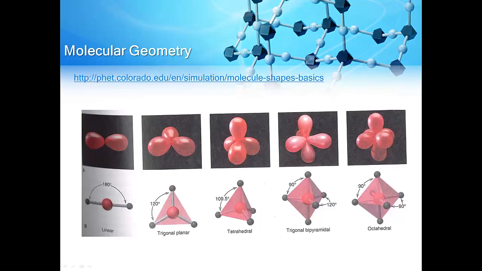So imagine that you take some party balloons, okay, and you blow them up and you tie them together at the knot. So that's what these 5 pictures are showing us here. So we've got 2 balloons tied together, 3 balloons, 4 balloons, 5 balloons, 6 balloons tied together at the knot. And you can see that they're going to try and get as far away from each other as they possibly can. Okay, this is giving us an idea of the valence shell electron pair repulsion theory.